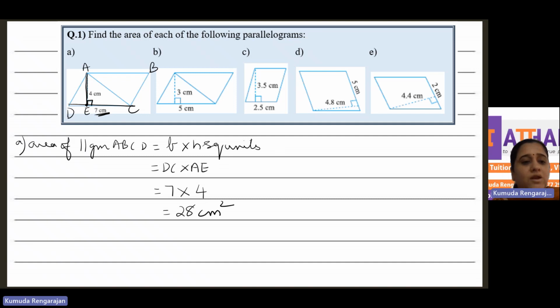Now don't get confused with this diagonal line here. Don't get confused with that. They have just connected the diagonal AC. We have found the area of the parallelogram.